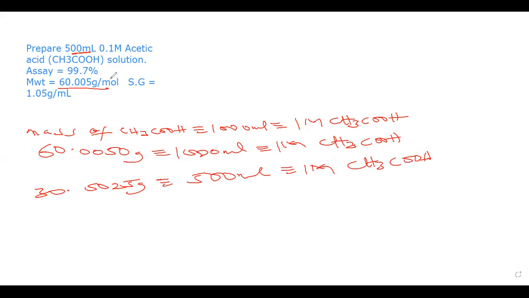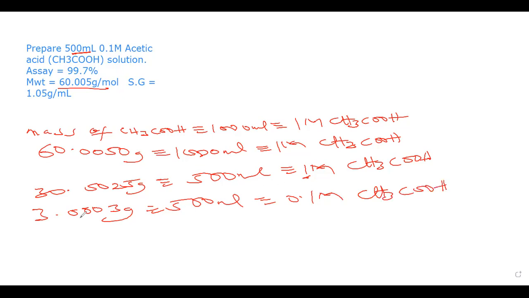We said that if you change the volume, it will affect the mass, but will not affect the concentration. Now, the concentration I want is 0.1, but then I have 1 here. So what I can do is multiply by 0.1 or divide by 10. If I multiply by 0.1, this will be 3.0003 grams. I've rounded this up because we are supposed to leave it at 4 decimal places. If I maintain the 2 and 5, it will be 5 decimal places, so I'll round it off. So this one in 500 mL will produce 0.1 molar acetic acid.